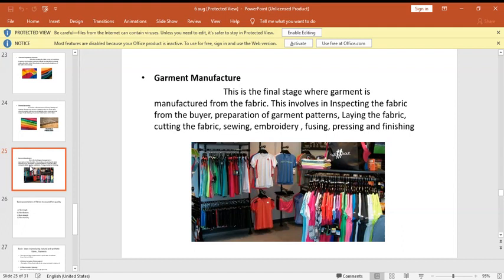Then finally, the process is garment manufacture. This is the final stage where the garment is manufactured from the fabric. This involves inspecting the fabric from the buyer, preparation of garment patterns, laying the fabric, cutting the fabric, sewing, embroidering, fusing, pressing, and finishing. And finally, the outcome, where the garments can be seen here, on hangers in showrooms, on display.